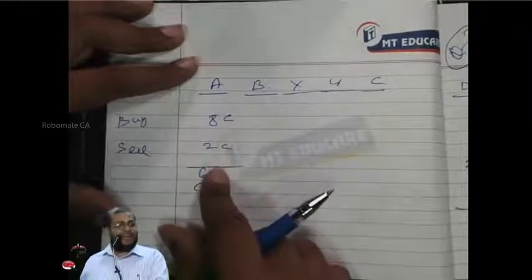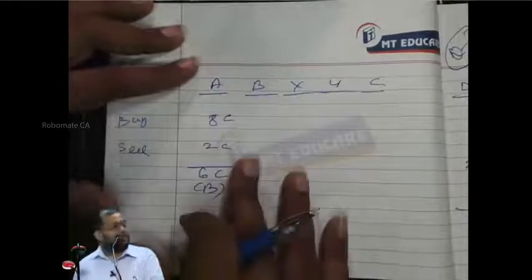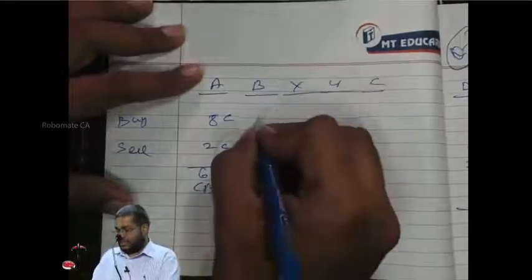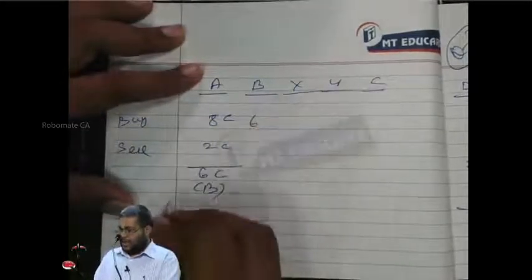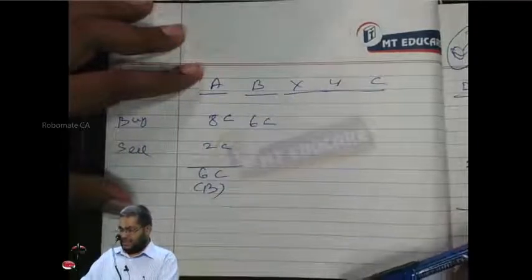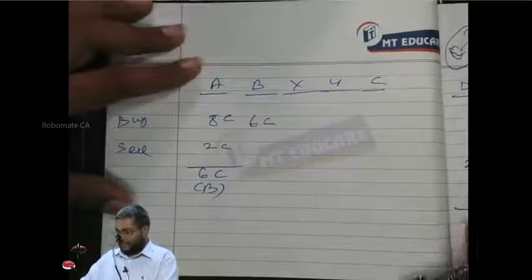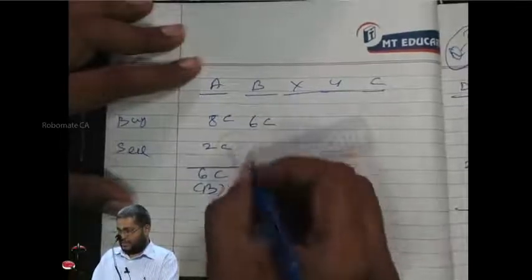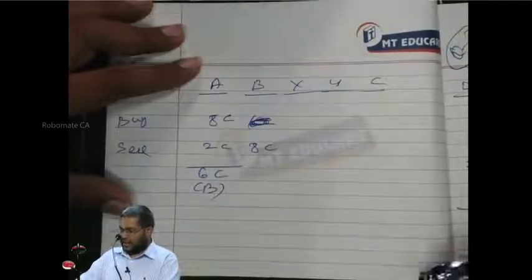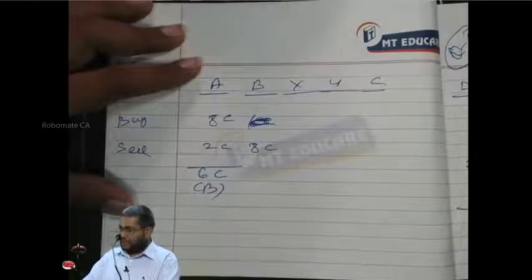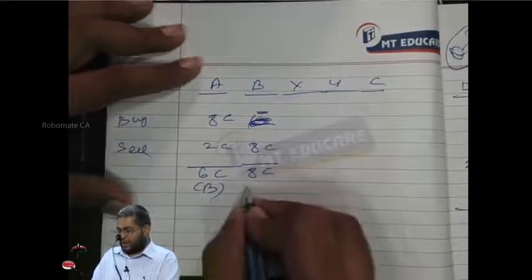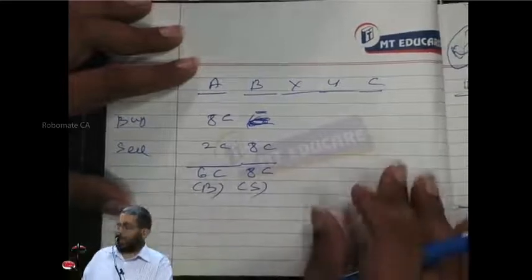At the end of day 2, A is having 6 buy contracts. Now, come to X. X is having how much? That is, day 1 is 6 contracts. X is having B. What is B having? 8 contracts sell. And is B coming out anywhere? No. So B's position is 8 contracts, which is going to be a sell contract. Right or not?